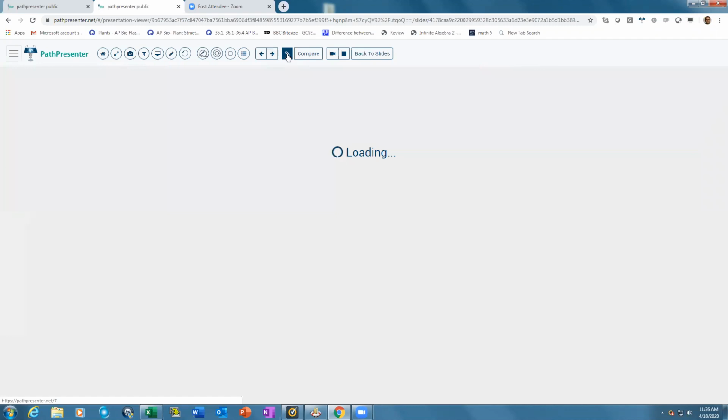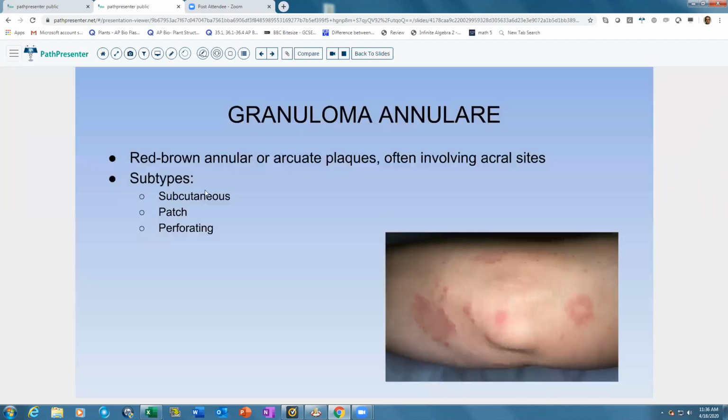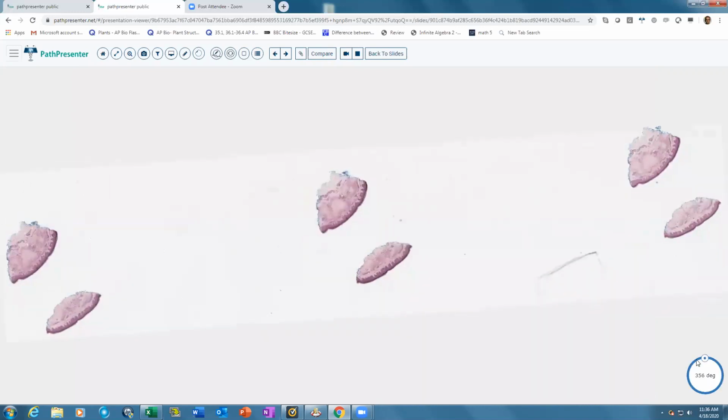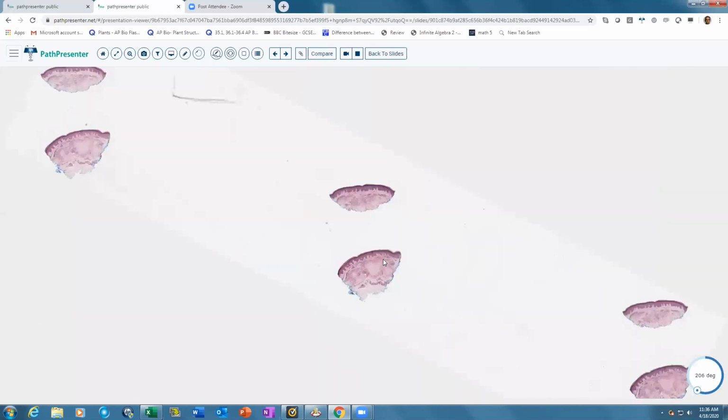Granuloma annulare usually presents with annular lesions that are red-brown, often involving the acral sites. There are multiple different subpatterns, but this is a very classic lesion of GA. Histologically, it comes under the palisaded granuloma. So again, we are going to see that palisaded granuloma here. At low power, you can see this palisade forming.